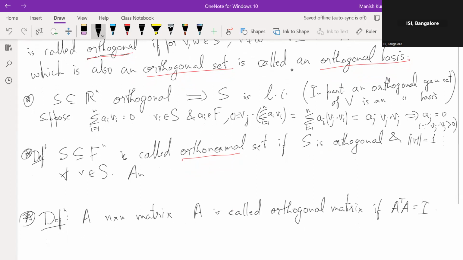Similarly, an orthonormal basis is a basis which is also an orthonormal set. Any questions or comments?